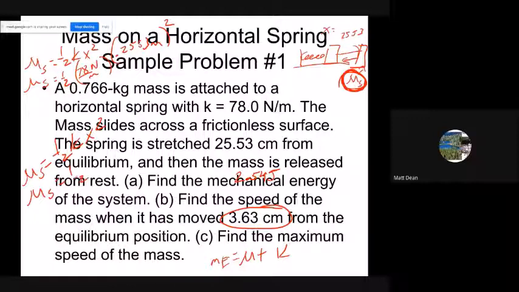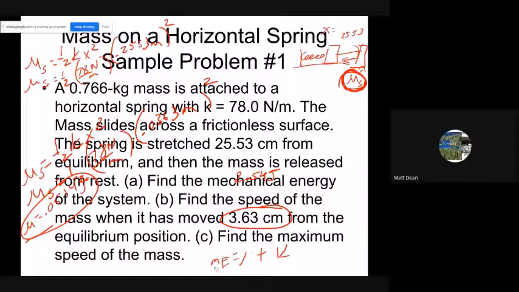So that's 1/2 times 78 newtons per meter times, we've got to convert that to meters from centimeters, so 0.0363 meters. We do the math on that, and don't forget to square it. It's 1/2 kx squared. The amount of elastic potential energy comes out to be 0.0514 joules.